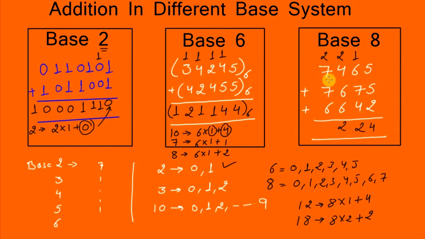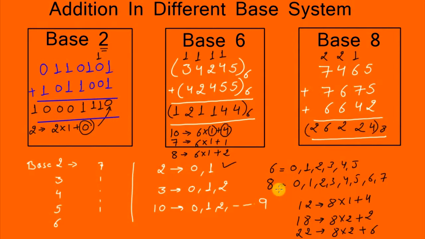2 carry. This one is now 22. So 22. How will you write 22? 8 into 2. 8 into 2 is 16. So 16 plus how much is 22? 16 plus 6. So 6 goes here and 2 is carry. So that's your answer for this.